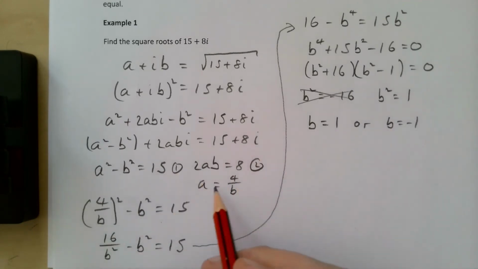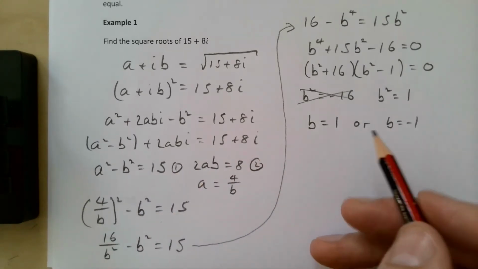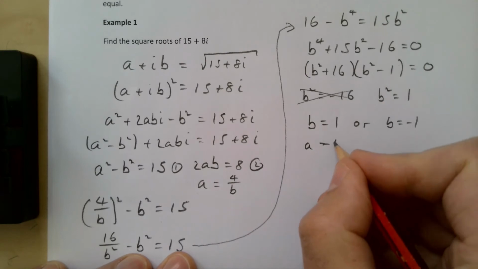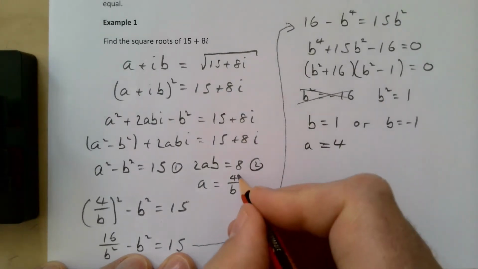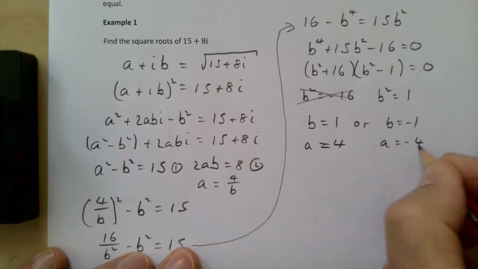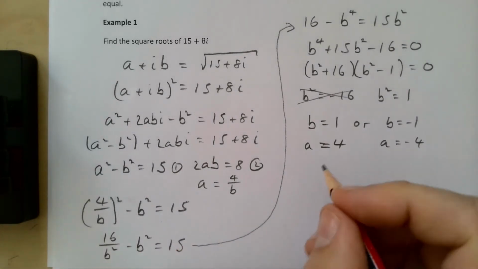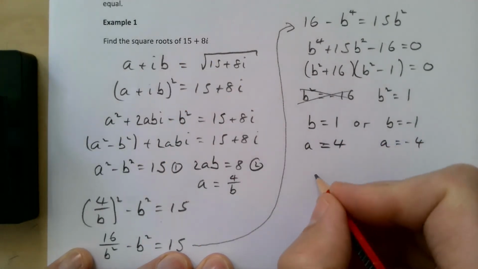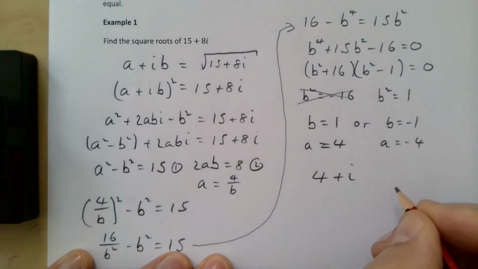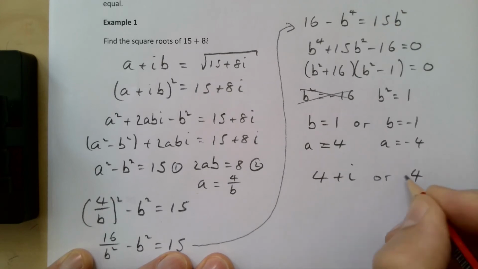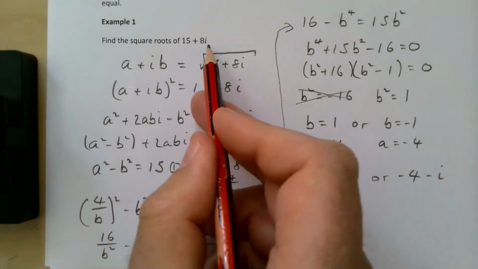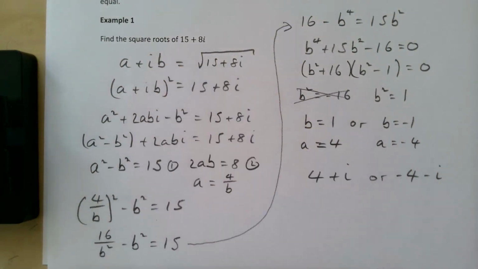Subbing it back in to get our values for a, we know that a is 4 over b. So in this case, 4 over 1 is going to give us 4. 4 over minus 1 is going to give us minus 4. So the two square roots of 15 plus 8i are going to be 4 plus i, or minus 4 minus i. And sure enough, if you square this, you will of course get 15 plus 8i, and if you square this, you'll get 15 plus 8i as well. So those are two possible answers for that.